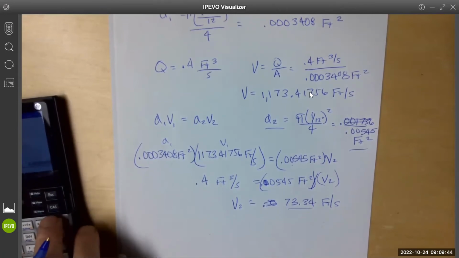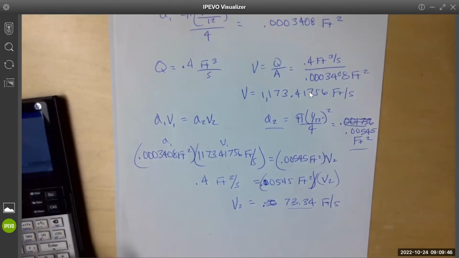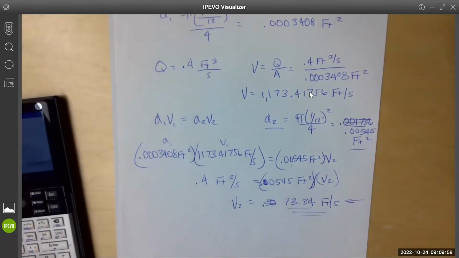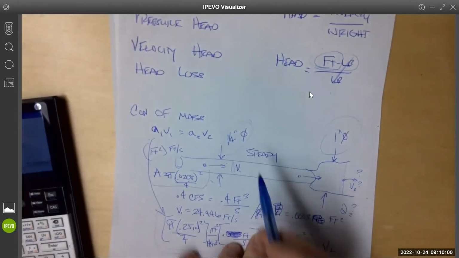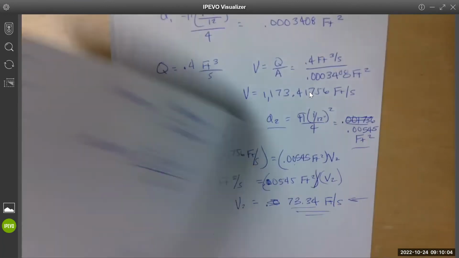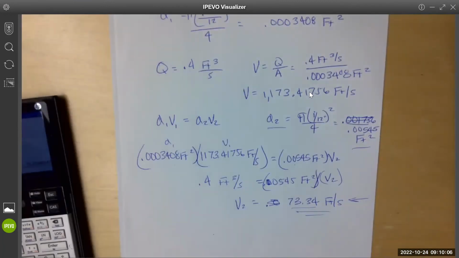Whoa. And it did slow down pretty dramatically from 1,000 to 11. Yep. Perfect. So it makes sense, right? If we're going pretty fast in here, it's going to slow down here. So in steady flow, it really is linear.